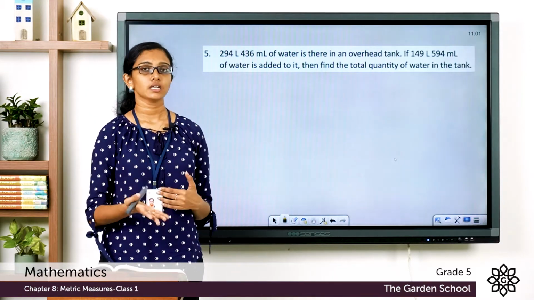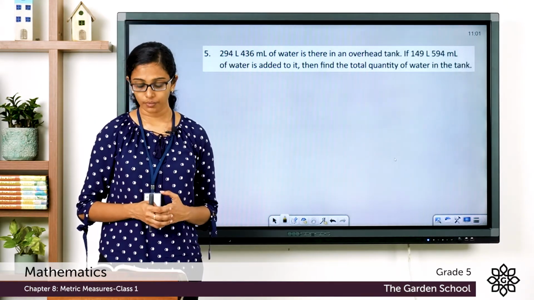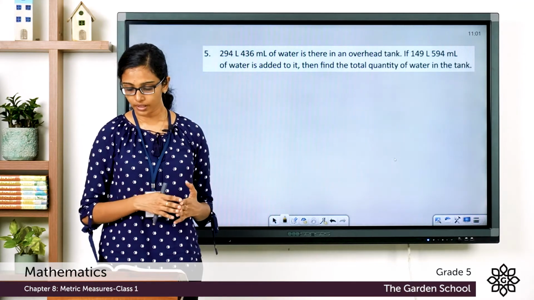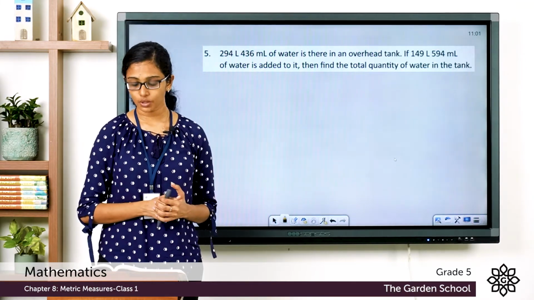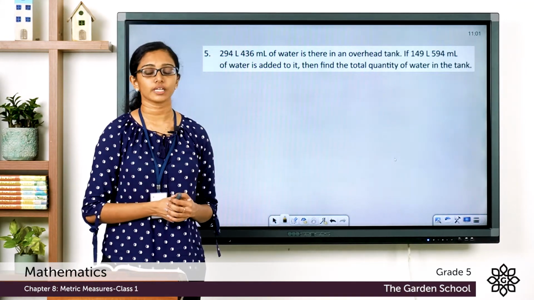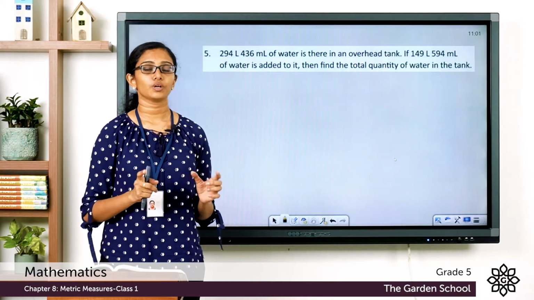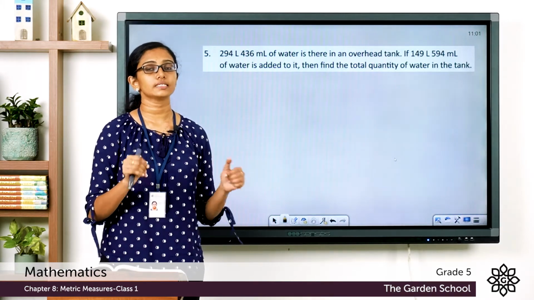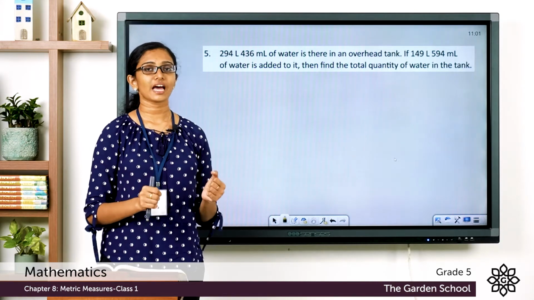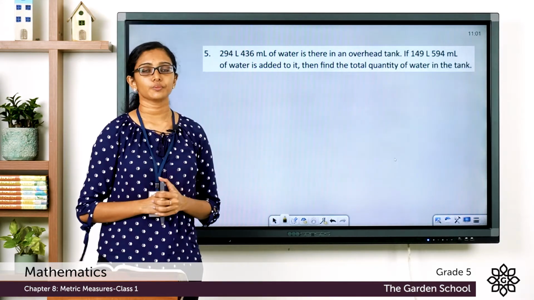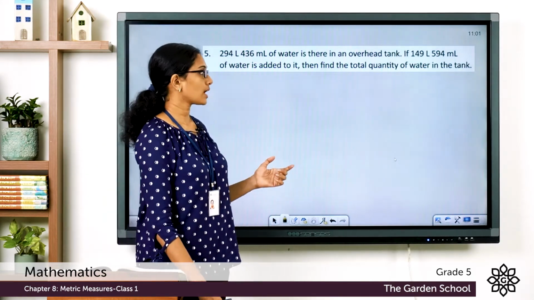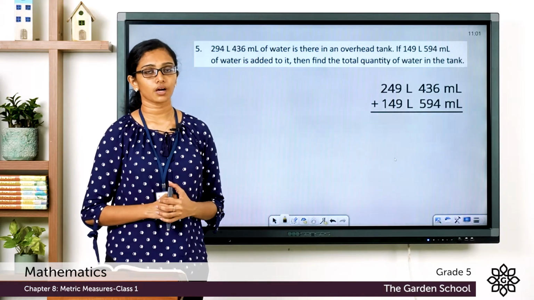So you are adding some more water to it. And how much? 149 liter 594 milliliter of water is again added to this tank. And now you have to find out what is the total quantity of water in the tank. How would you find it? You just have to add the two measurements, right? So first write the given measurements in proper columns of units.